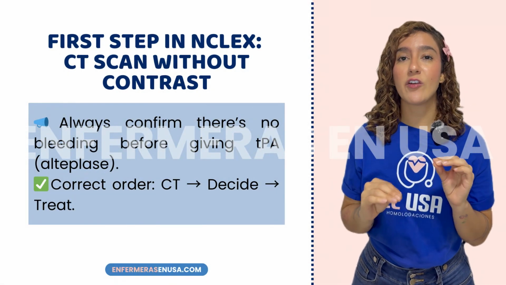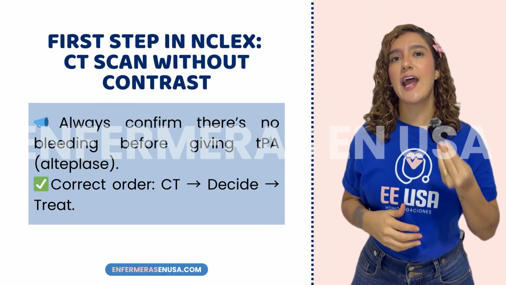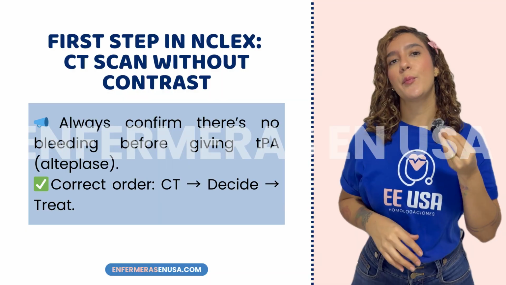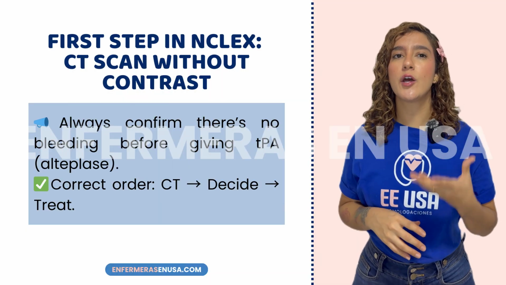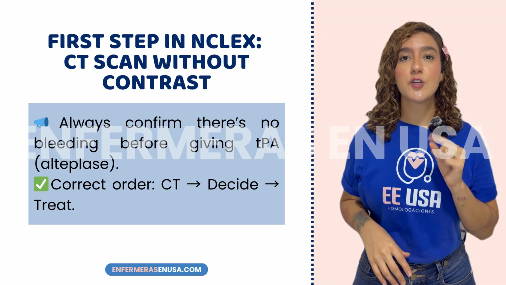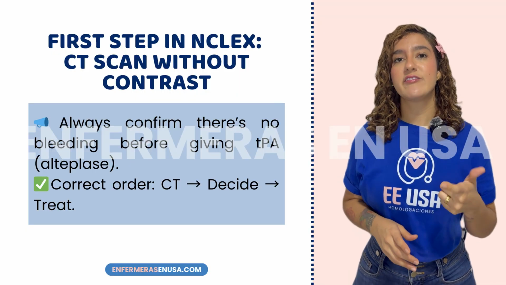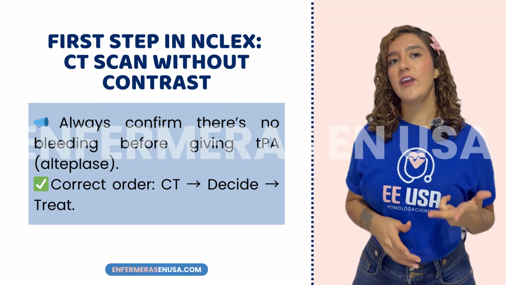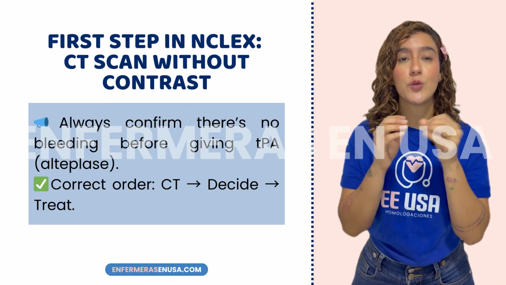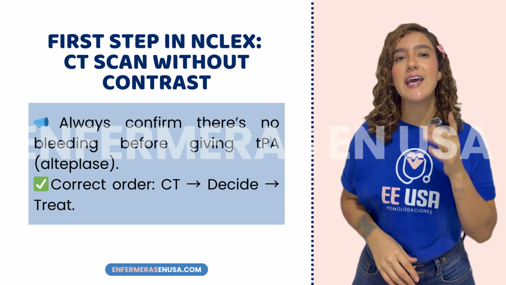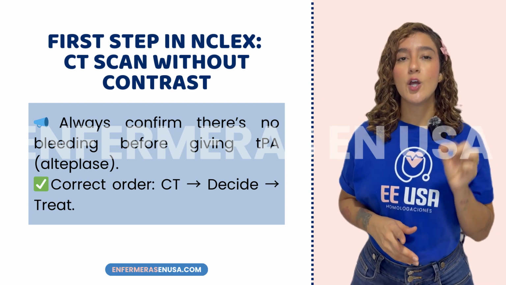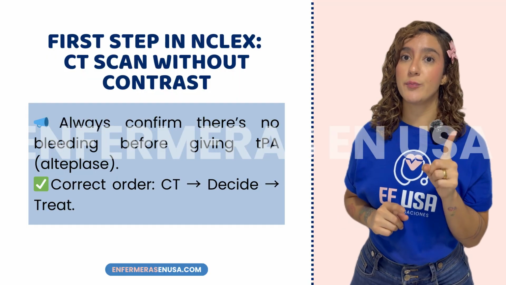Step 1 in every NCLEX question: ask for a CT scan. The NCLEX loves to give you questions like, a patient arrives with weakness on one side of the body. What is your first action? The options usually include A, give tPA, or B, get a CT scan without contrast. The correct answer is always CT scan without contrast. Never give tPA before confirming that it's not bleeding. Rule: CT first, treatment second.